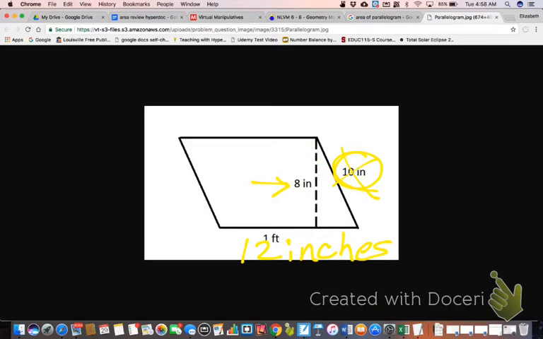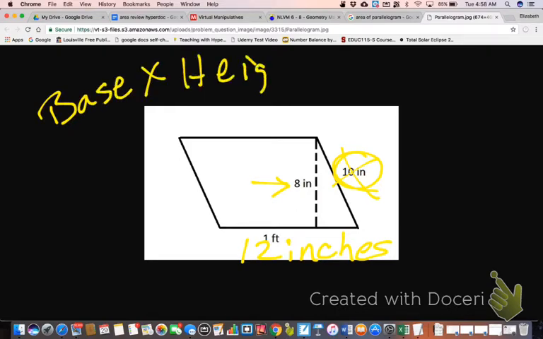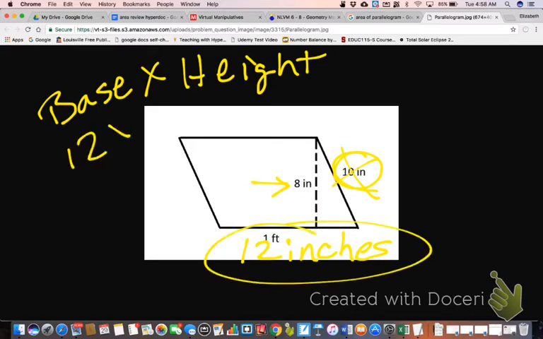And I'm going to do, again, my base times my height, which means my base is this 12 inches, and then my height is 8. So I'm going to do 12 times 8, which is 96. I need to put the units in there. So it's 96 inches squared.